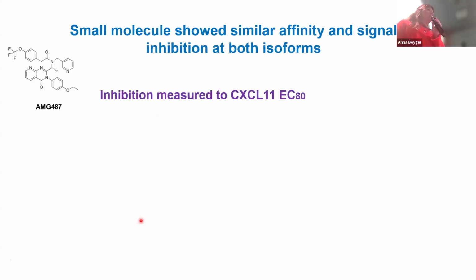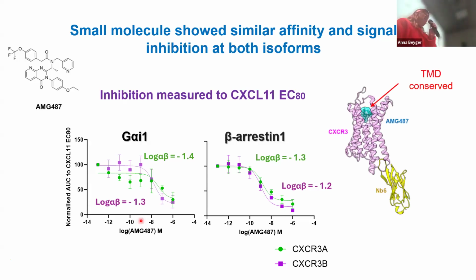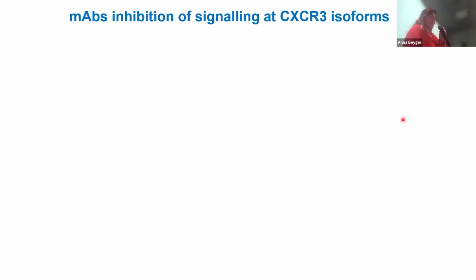When we look at the small molecule AMG 487 and measured inhibition of CXCR3, since that's the shared ligand of both isoforms, we saw that there were no major differences in log alpha beta, and the small molecule inhibited both of the isoforms quite well. This is not surprising, given that the small molecule binds within the conserved transmembrane core, which doesn't really differ between CXCR3A and B.